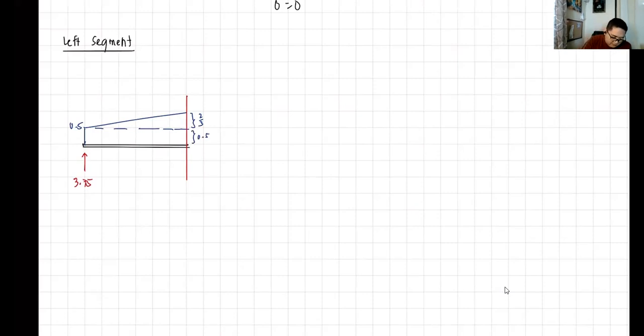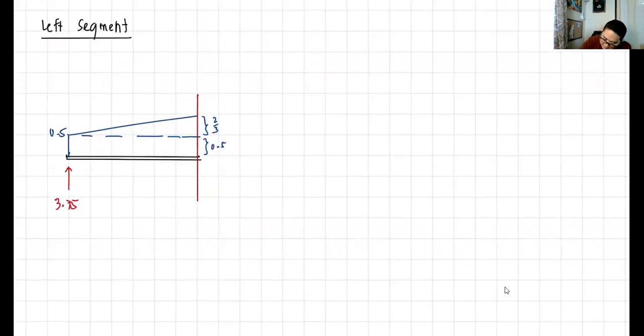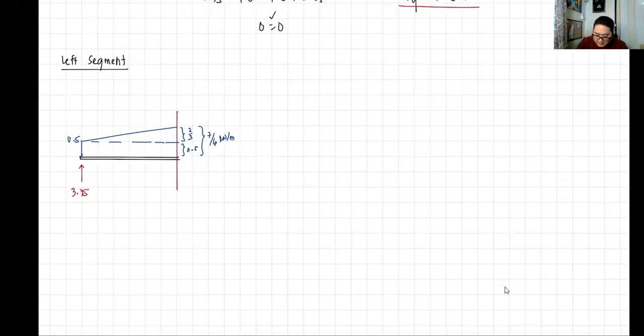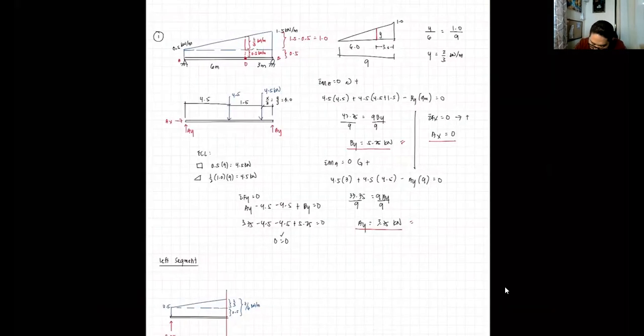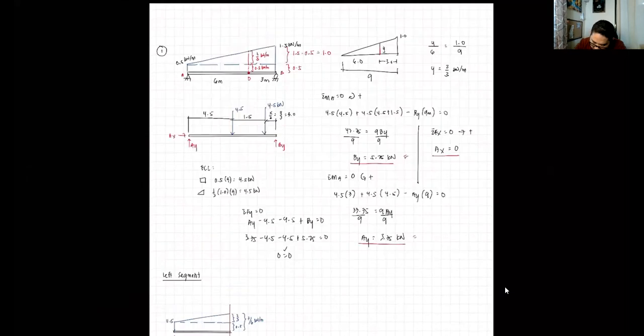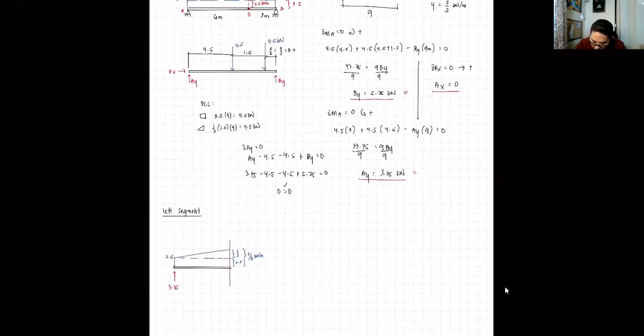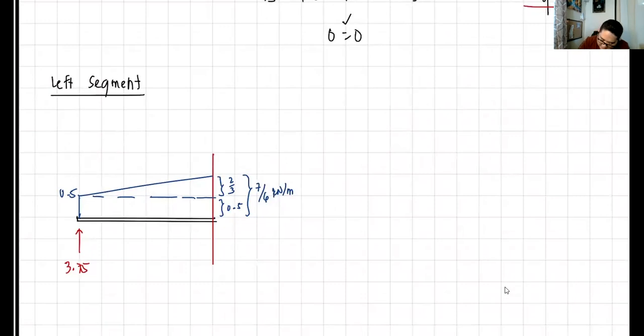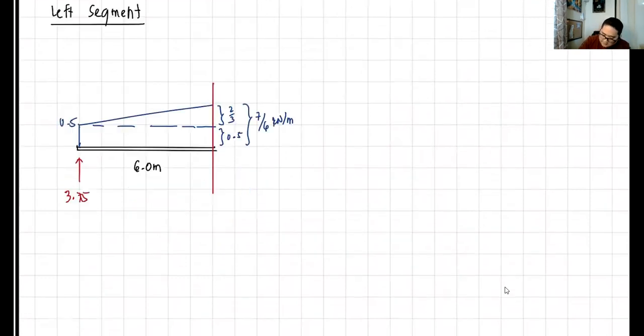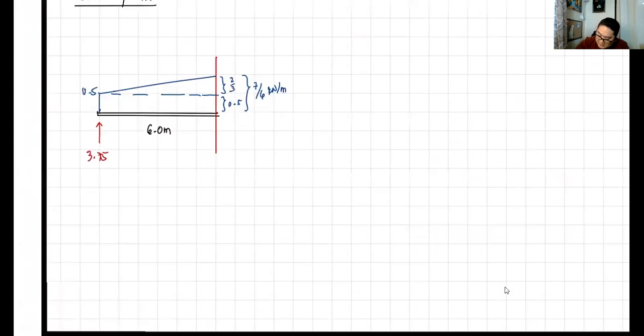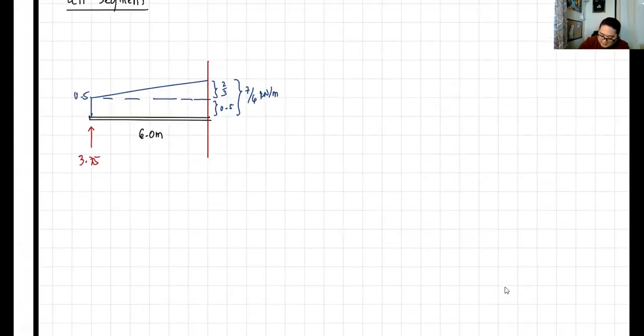O yung total niya, kunin ko lang yung total. 2/3 plus 0.5. That is 7/6. So yung point na to, yung total niya is 7/6 kilonewton per meter. Okay? Okay, ano pa yung mga naka-apply natin na support na iba? Oh, wala na, no? Okay. So, alam natin to, ang distance ito ay 6 meters. So, ang goal natin is to get yung bagong ECL natin based dun sa cut section natin.